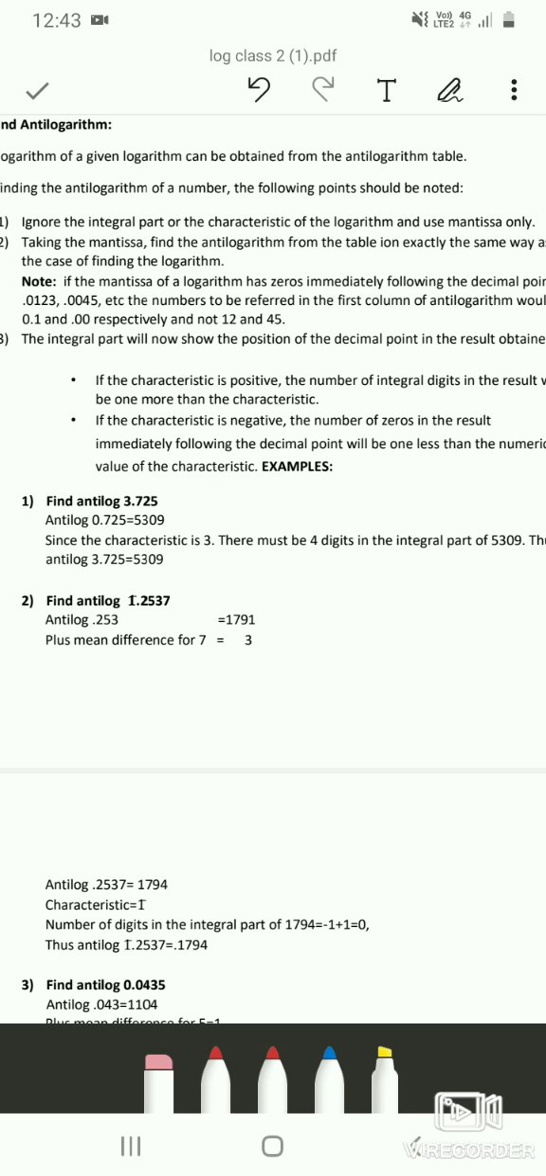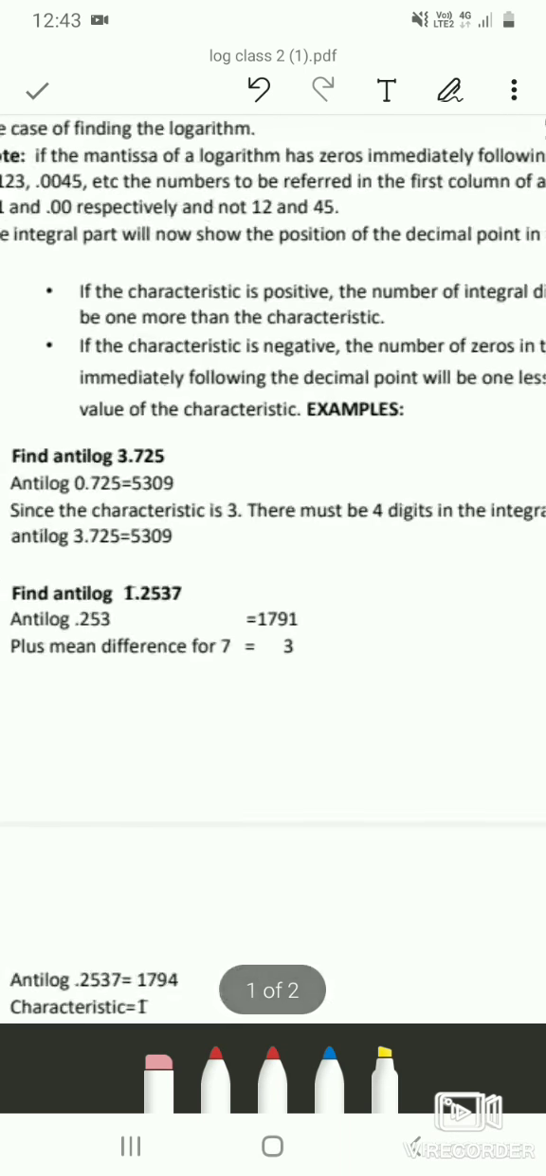So the first step is to consider the mantissa, find the antilog of 0.725 using the antilogarithm table, and then check with the characteristic. It is positive, therefore the number of digits in the integral part should be 1 more than the characteristic. Therefore the answer is 5309, that is, the antilog of 3.725 is 5309. So now let's see the next example.